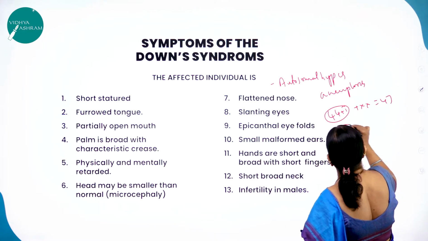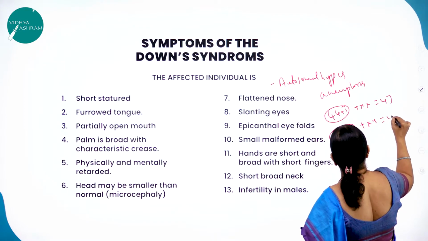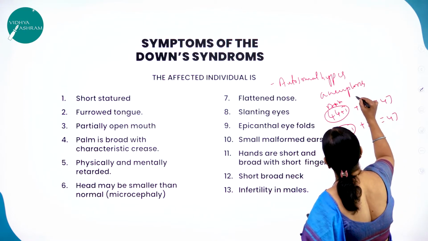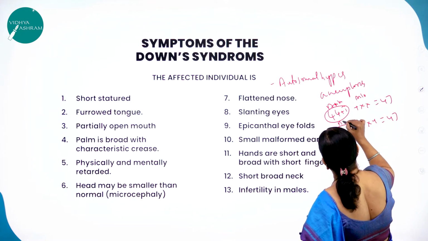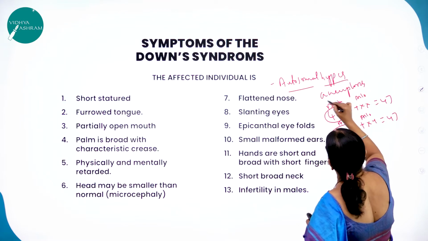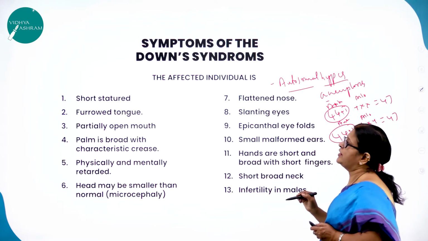44 plus 1 plus XY is equal to 47. So this is autosomes, this is allosomes. This is autosome and this is allosome. So it is autosomal hyperaneuploidy, plus 1. Right, now let us see.